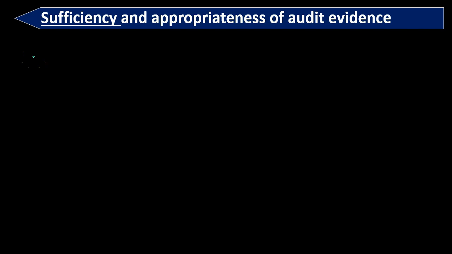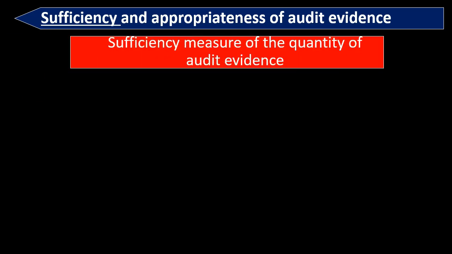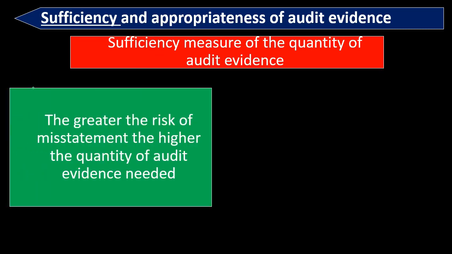Sufficiency and appropriateness of audit evidence. We're here focusing in on sufficiency. Sufficiency is going to be the measure of the quantity of audit evidence. So when we think about whether the audit evidence is sufficient, we're typically thinking about the quantity of the audit evidence, and we're gathering evidence in order to prove our opinion or support our opinion. The greater the risk of misstatement, the higher the quantity of audit evidence needed.